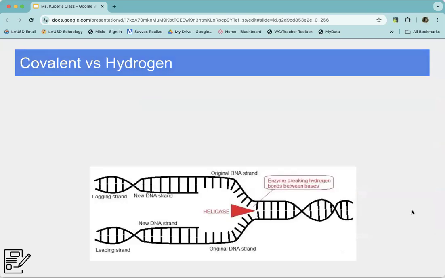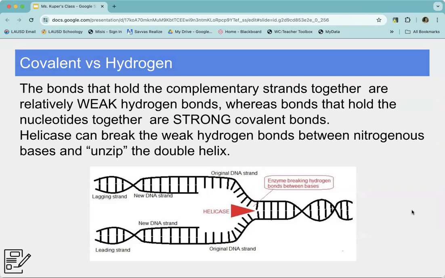Now, we're going to talk quickly about the structure of DNA and how it relates to the function of DNA. When DNA is replicating, there's this molecule called helicase that comes through and breaks apart the double strands of DNA. And you may be thinking, how could a molecule break apart these strands? Well, the answer is the bonds that hold together those complementary strands, remember they're those relatively weak hydrogen bonds, whereas the bonds that hold the nucleotides together are those very strong covalent bonds.